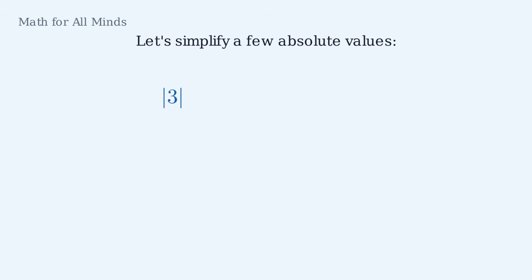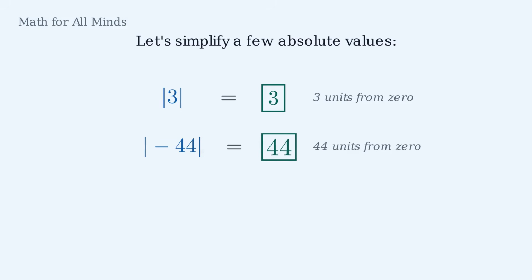So let's simplify a few. The absolute value of 3 is 3. It's 3 units from 0. The absolute value of -44 is 44. It's 44 units from 0. And the absolute value of 0 is just 0.